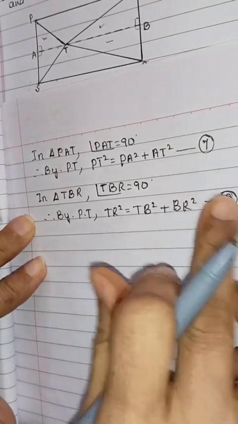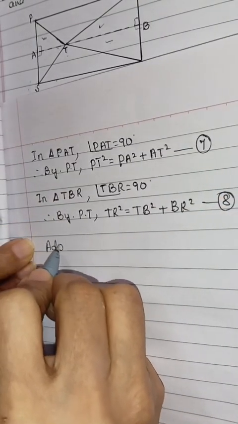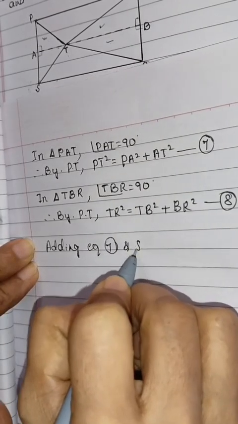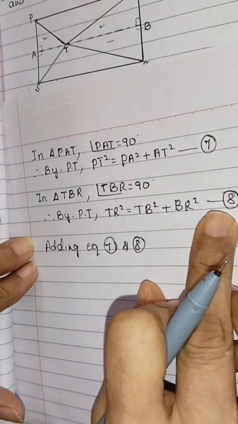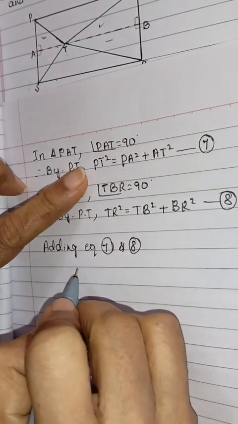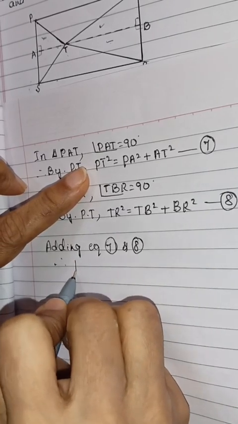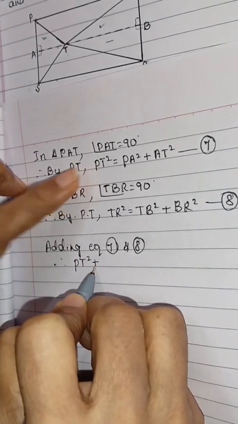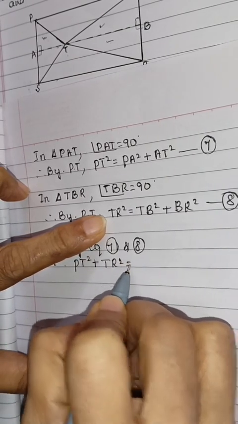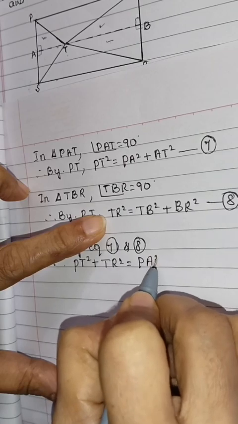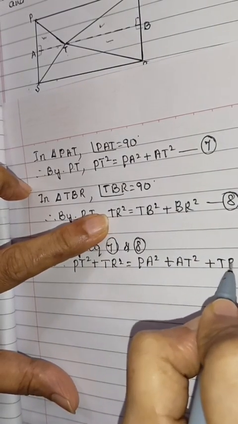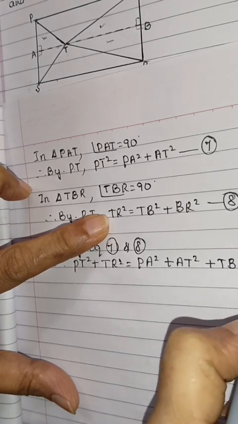Now adding 7 and 8. Adding equation 7 and 8. So PT square plus TR square equal to PA square plus AT square plus TB square plus BR square.